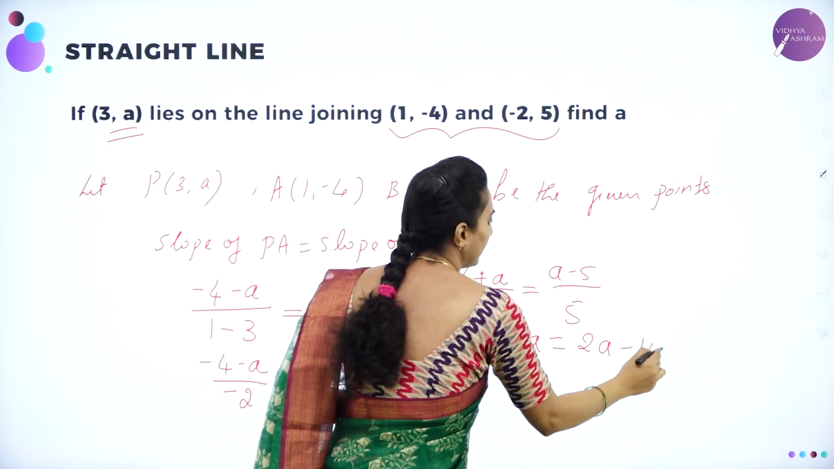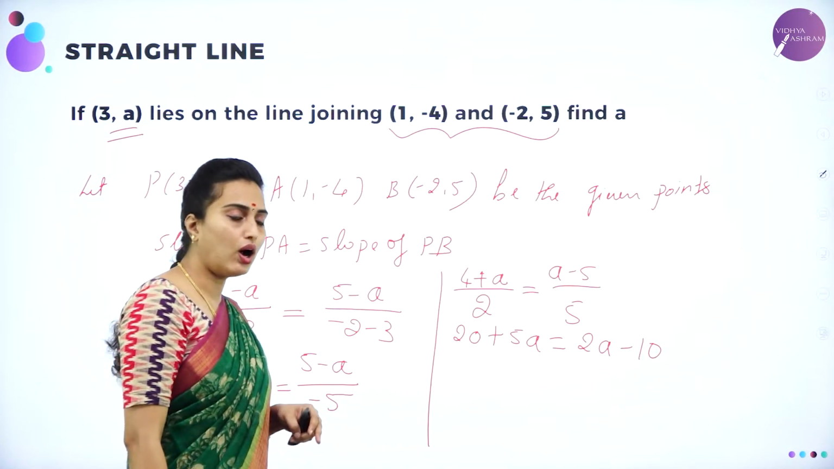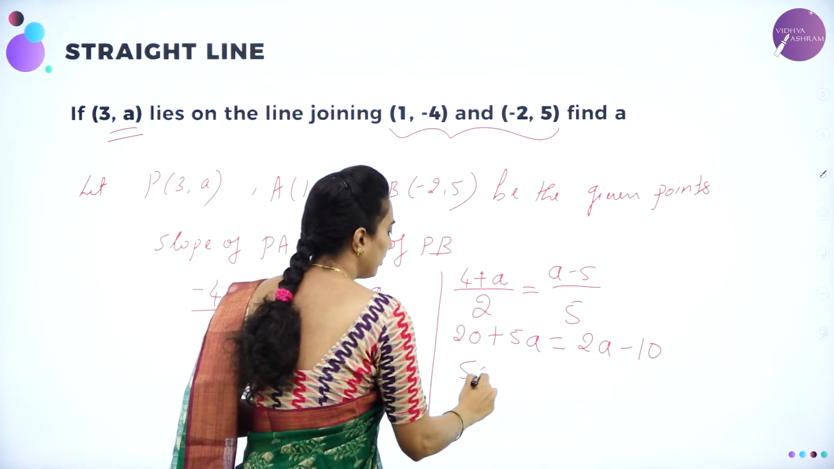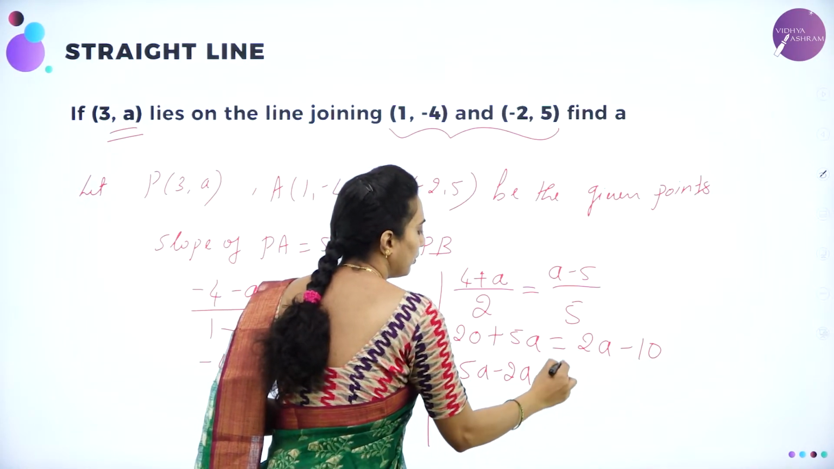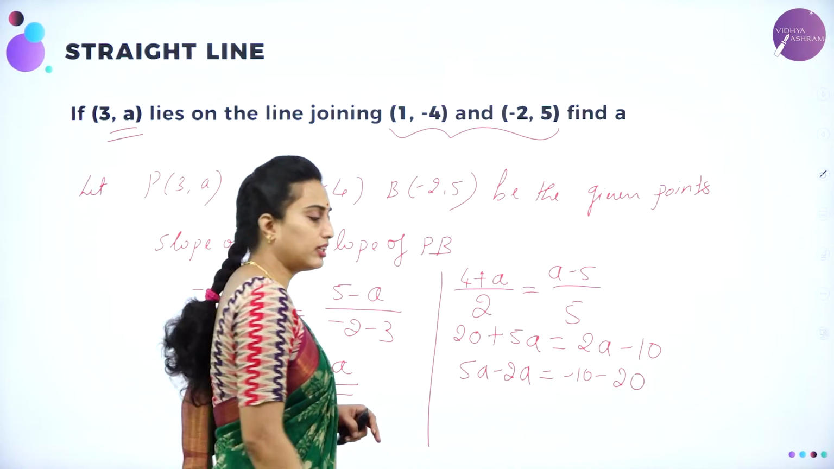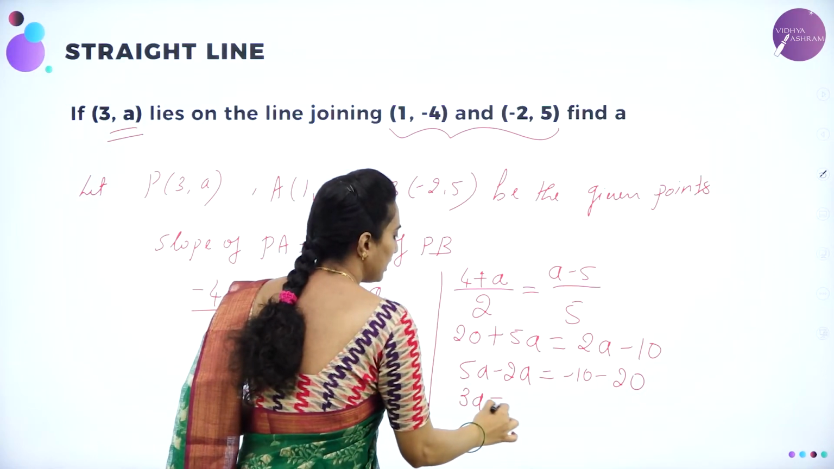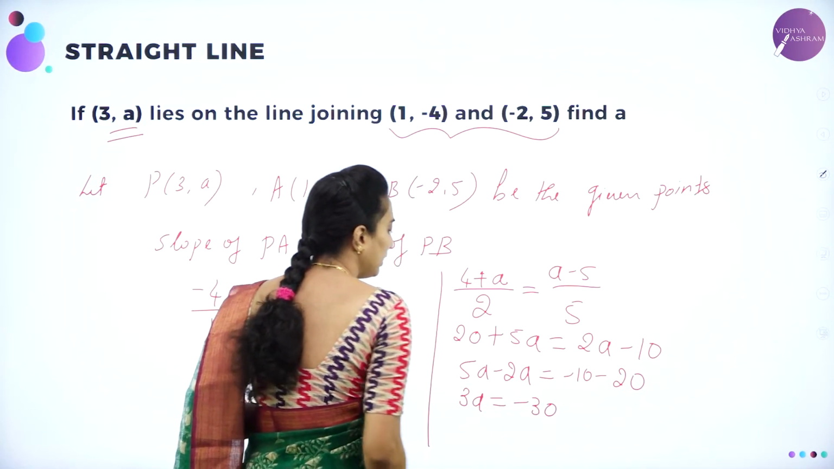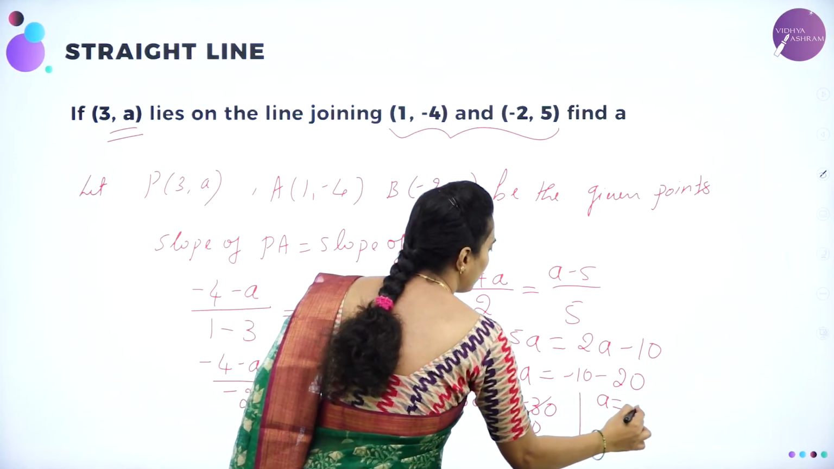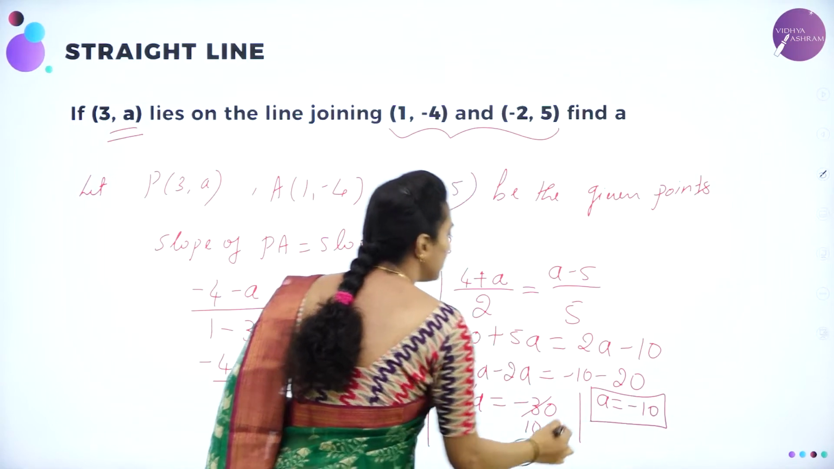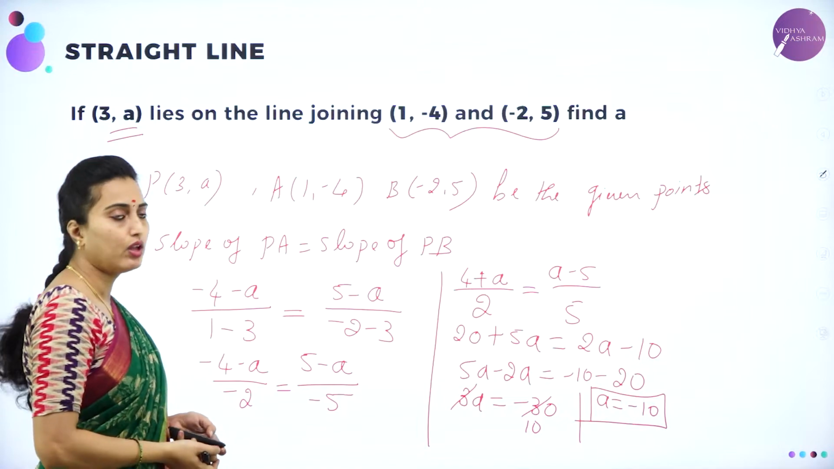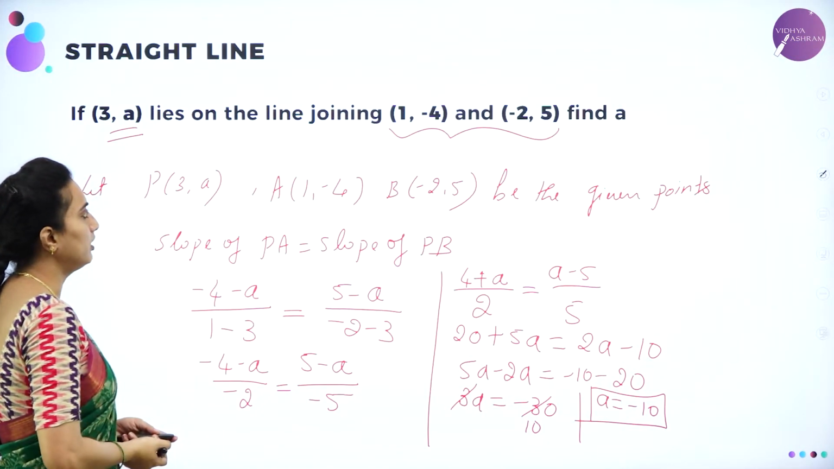2 fives are 10. Now you can collect all the terms of A to one side and constant terms to the other side. So 5A minus 2A is equal to minus 10 minus 20. Now 5A minus 2A is nothing but 3A. 3A is equal to minus 30. Otherwise, 3 ones are 3, 3 tens are 30. So A will be equal to minus 10. This is your answer. I hope you got this one, how to solve. We'll move on to the next question, dears.